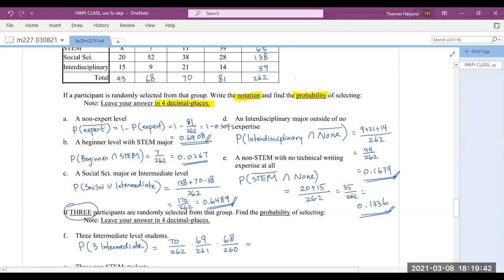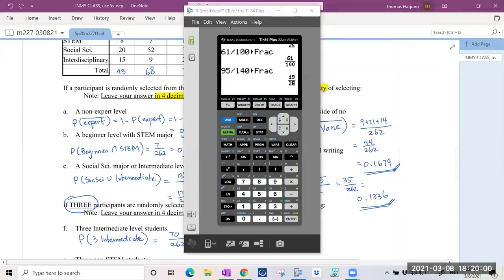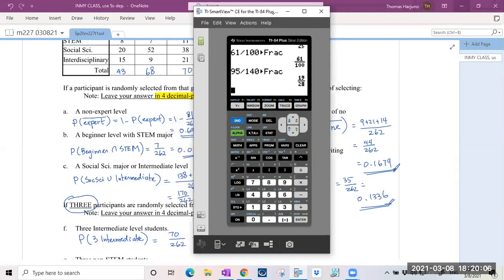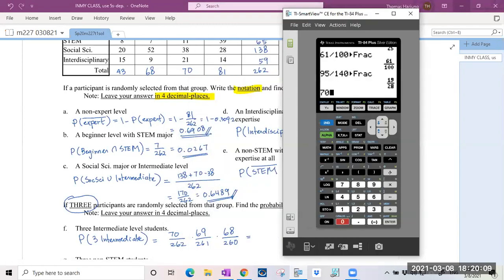Now, how do you compute this using your calculator? Do not change each fraction to decimal. No, that's not how you do it. Compute without converting it to decimal first. We'll do the following. For example, I will do 70 over 262 times right away 69 over 261 times right away 68 over 260.